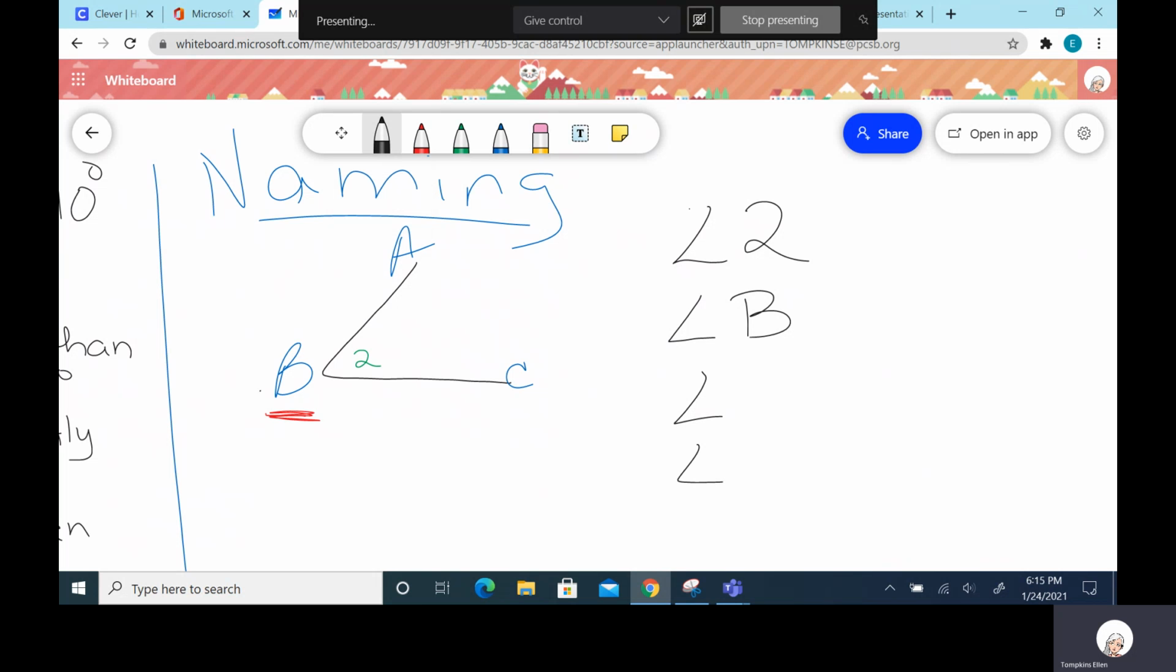Now the other 2, you're going to use all 3 letters. But what you need to remember when you do that is that vertex B has to be in the middle. So it really didn't matter which way I went across my angle. My B was in the middle, so I could have gone angle A, B, C, or the other direction, angle C, B, A. All right.